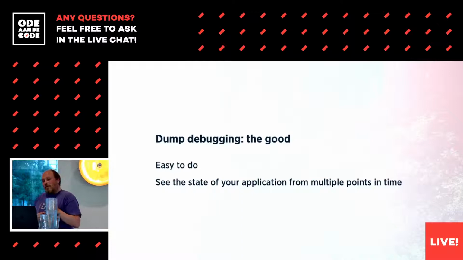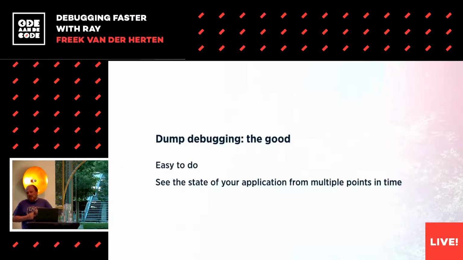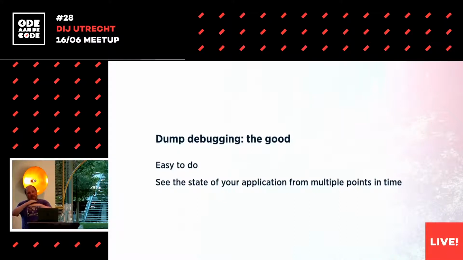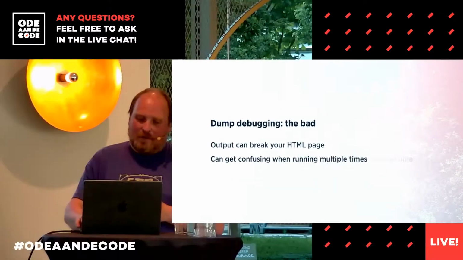And it also allows you to see the state of your application in multiple points in time. What do I mean with this? Imagine that you are debugging some kind of loop, which takes like 10 iterations or something. Then you could just put a dump statement in the beginning of the loop, execute your code, and then you would see all iterations at the same time. And that's something that's a little bit harder to do with Xdebug.